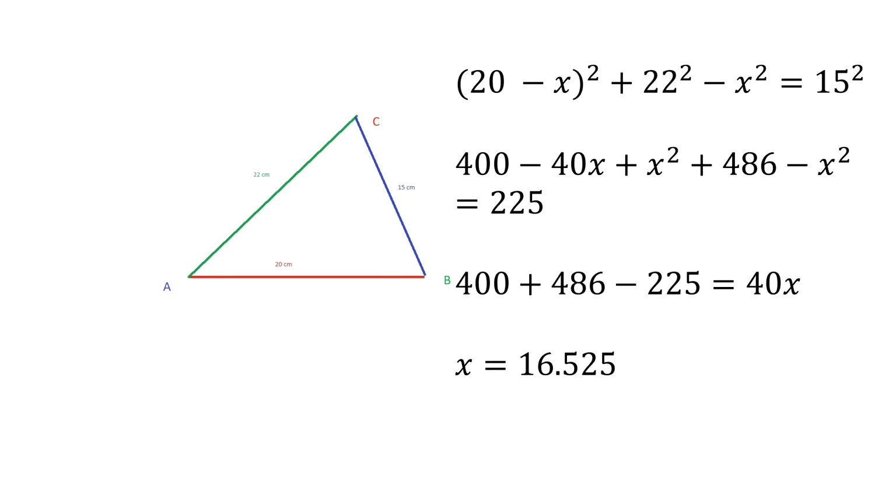So I can expand (20 minus x) squared, which is 400 minus 40x plus x squared. And that's just multiplying 20 minus x by itself. And then I'm going to add to that 22 squared, which is 484, minus x squared, and that's equal to 15 squared, which is 225.